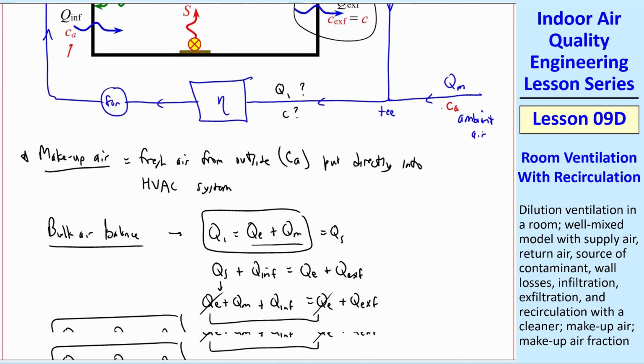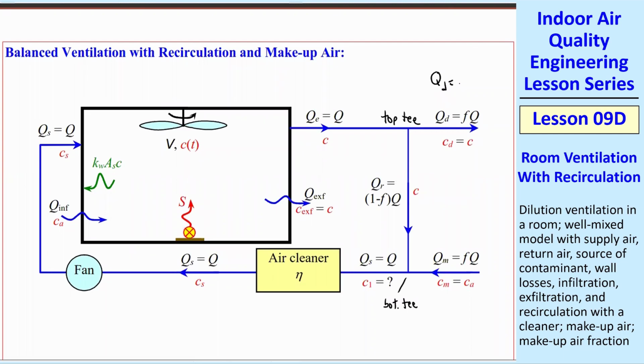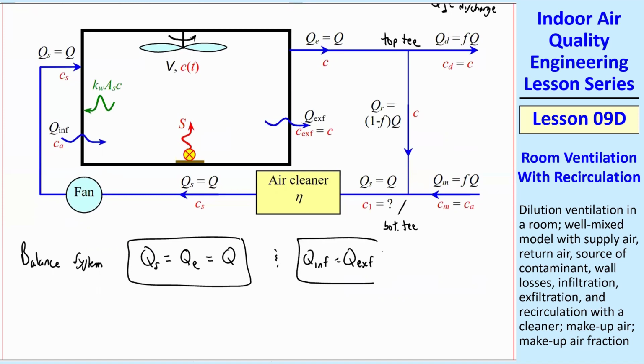How do we balance this thing? Well, we have the same thing I just had, but I've added this part up here. We also are allowing a discharge. So now I have two T's. We have the top T and the bottom T, and we have a discharge. QD is the discharge volume flow rate. And so now let's balance the system. So we're going to force QS to equal QE, which we can call Q the overall Q. So that's balanced. And QINF equal QEXF. Infiltration and exfiltration are the same. So that's balanced with the bulk air.